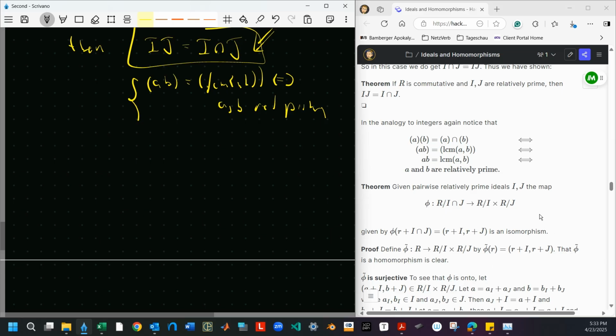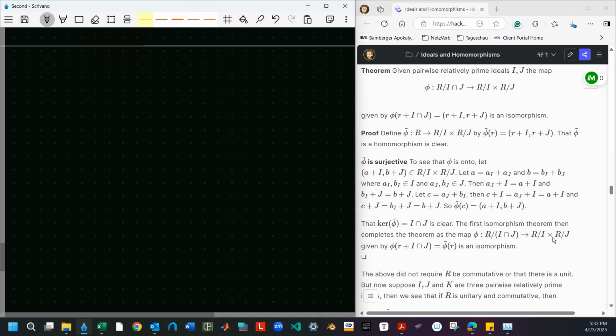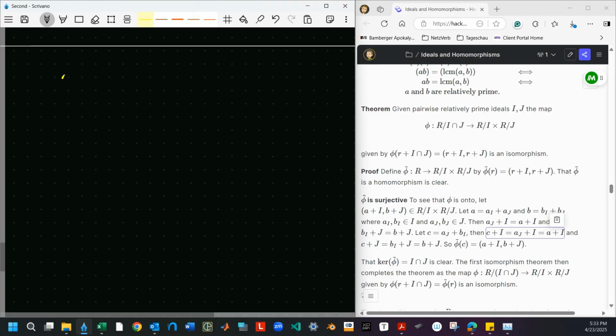Here I'm not assuming a commutative ring with unity. I'm just assuming that I have two ideals that are relatively prime. Okay, let me just scroll up a little bit more. What I'm claiming here is that R over I intersect J, where these are relatively prime, is isomorphic to R over I cross R over J. So that's what I'm claiming here.